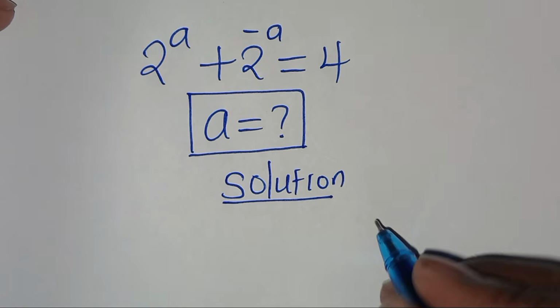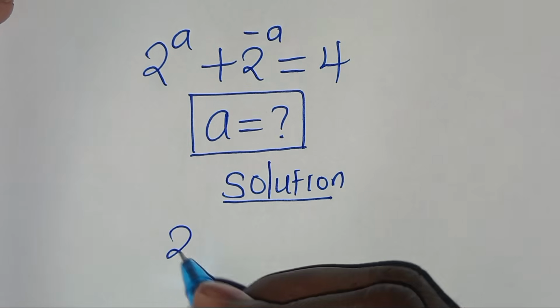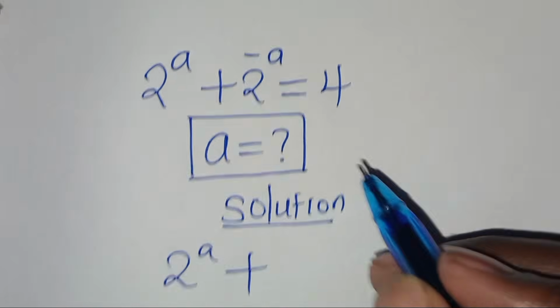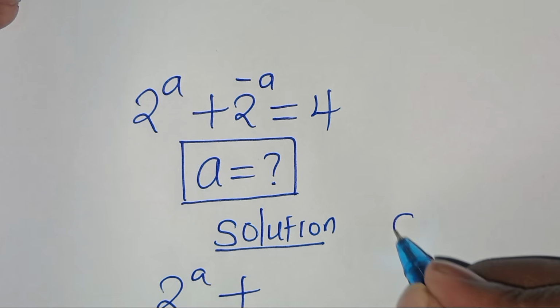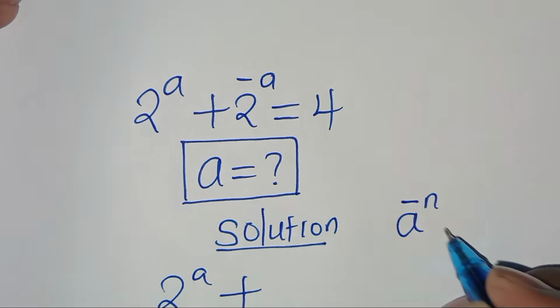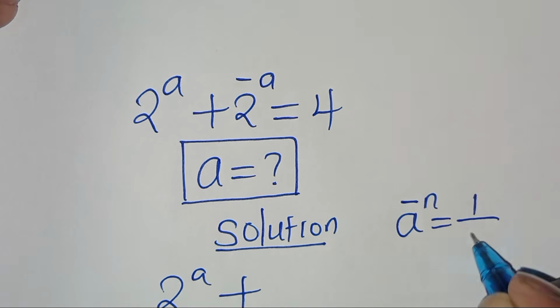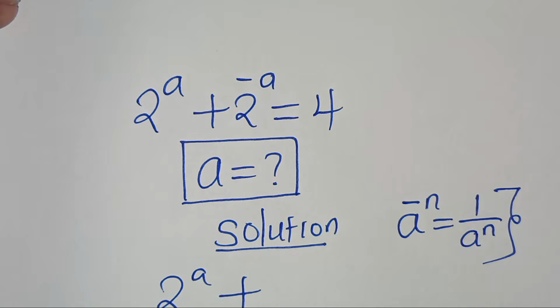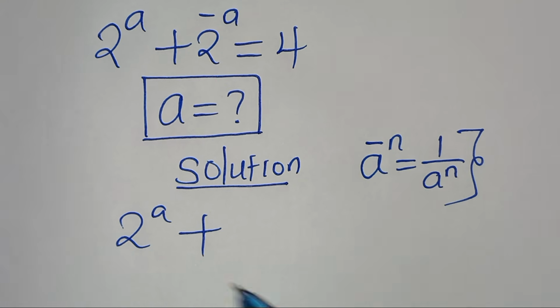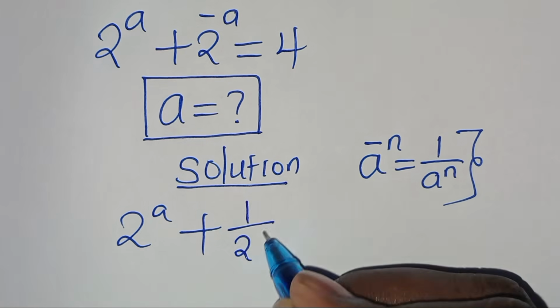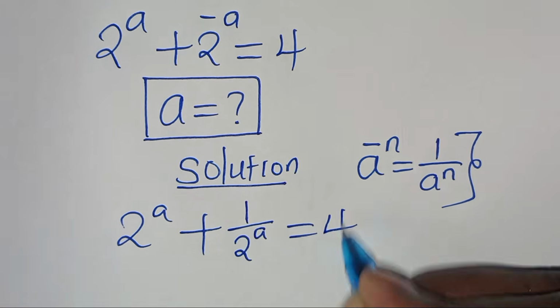Now we have 2 to the power of a plus 2 to the power of minus a. Remember, this is in the form of a to the power of minus n, which can be expressed as 1 over a to the power of n. Applying this property, we have 2 to the power of a plus 1 over 2 to the power of a, which is equal to 4.